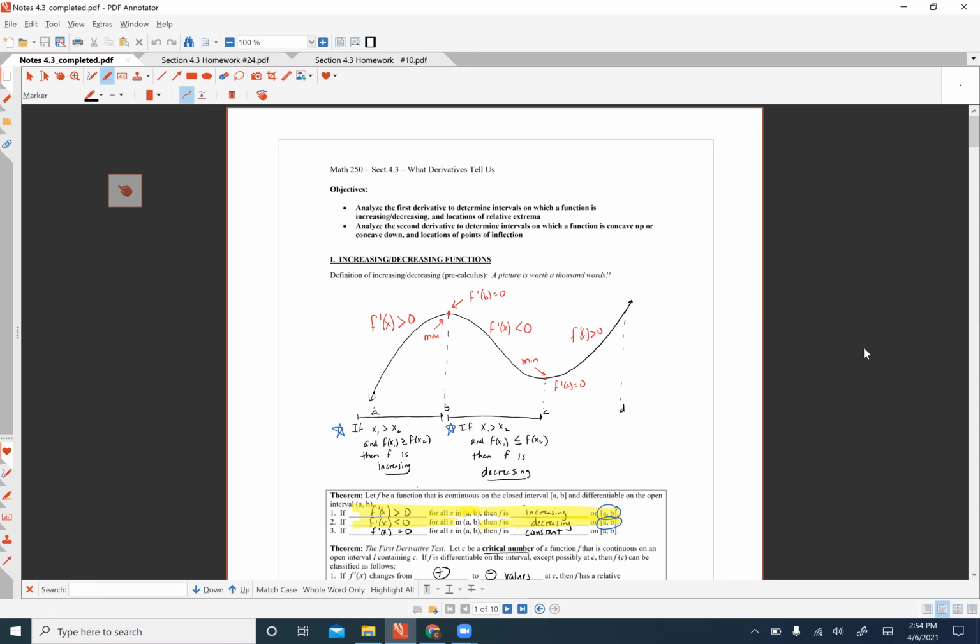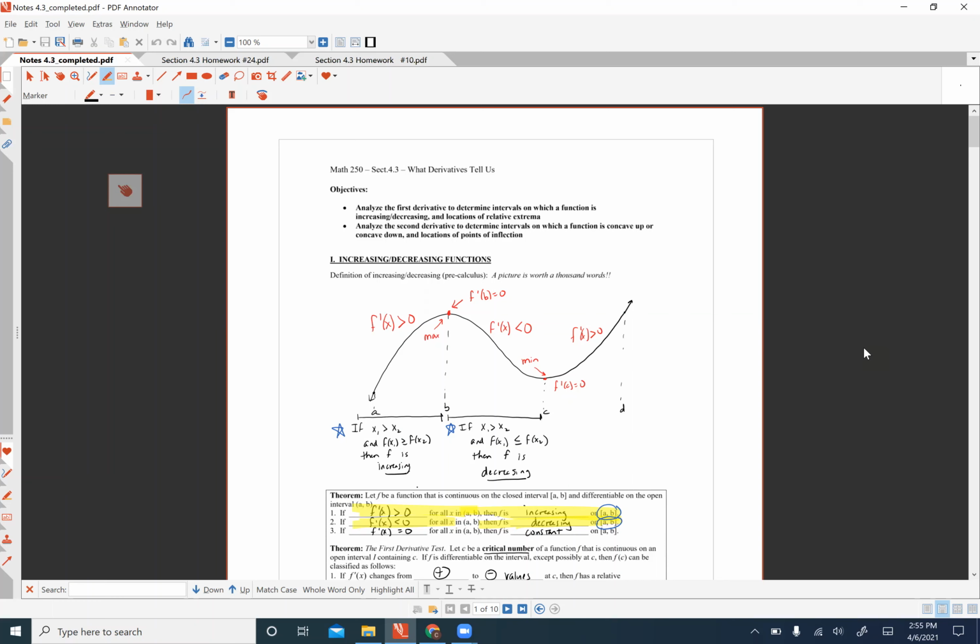So we're going to talk. There's a lot of material in this section. We're going to talk more about how we can find a relative extreme, or maximum and minimum points, just by looking at derivatives. We're also going to talk about functions being concave down and concave up. So here's just an example.